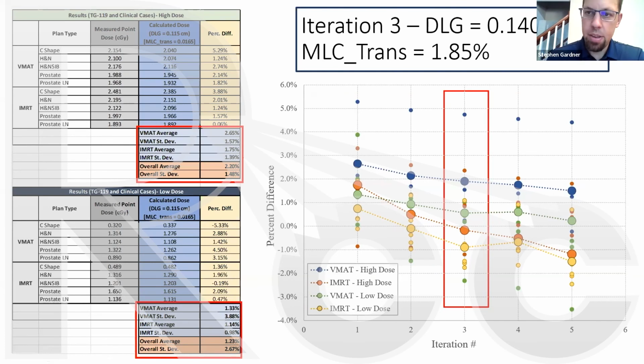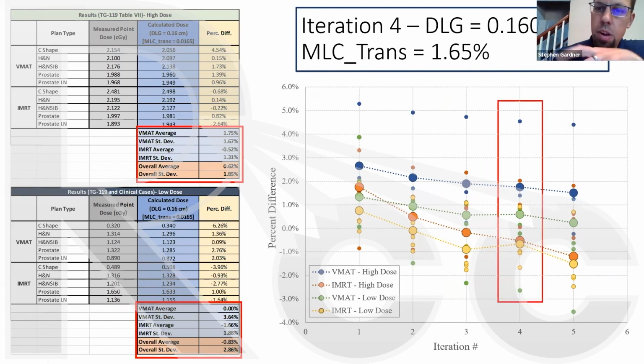So if we increase the MLC transmission to 1.85%, we get a little bit of improvement with the high dose. We're getting a little bit further from 0% with the low dose for IMRT. So instead of tweaking the MLC transmission further, let's go back to the original transmission value and increase the DLG yet again. And here we're seeing a little bit less of a spread in the data. We're getting closer again to 0% from iteration 3, basically closer to 0% for IMRT low dose. VMAT, which is our highest disagreement, and the high dose is still closer to 0%.